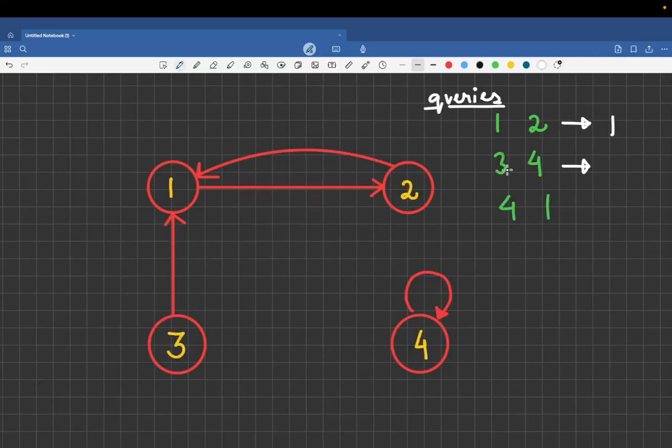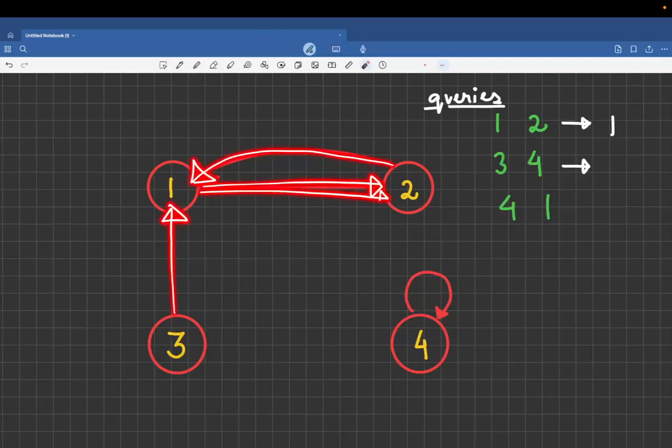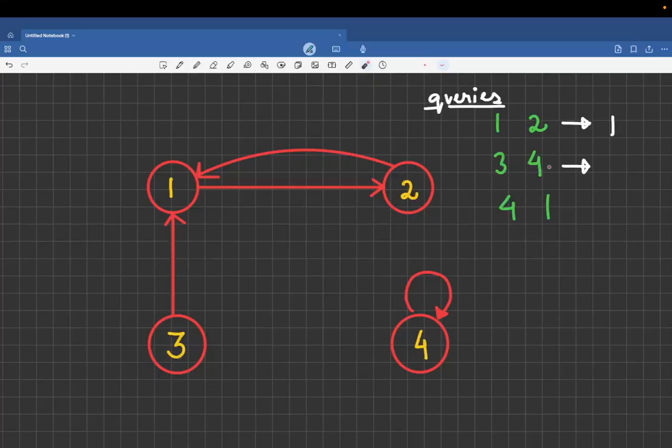Similarly, for the second query, planet 3 is getting teleported 4 times. So let's see where it will reach. First time we will reach 1. Second time we will reach 2. Third time we will again reach 1. And fourth time we will again reach 2. So you can notice that if we teleport planet 3 four times, we will reach planet 2. Similarly, for planet 4, we are teleporting 1 time and since it is getting teleported to itself, the answer to this particular query will be 4.